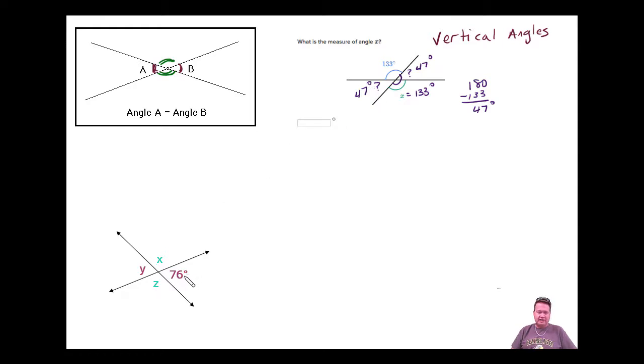So here we have down here this last example. This one here is 76. Well, right away I know that Y equals 76 degrees. Now if I want to find X and Z, they're both the same because they're vertical. They're directly across. All I have to do is subtract, 180 take away 76, and I'm going to get 104 degrees. So this angle up here is 104 degrees, and this angle down here, I'm sorry, is 104 degrees.